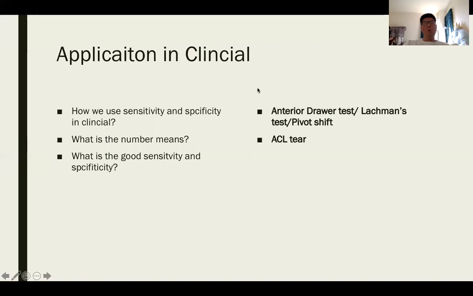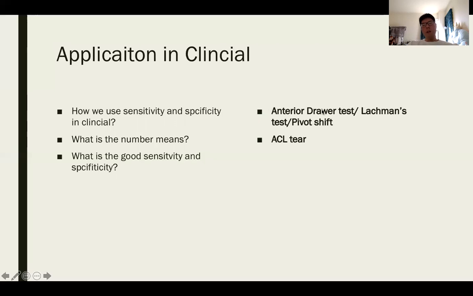Okay, so now we understand what sensitivity and specificity are and how we can use them in clinical practice. We use that formula to get a number. So what does the number mean? And also, what is a good sensitivity and what is a good specificity?